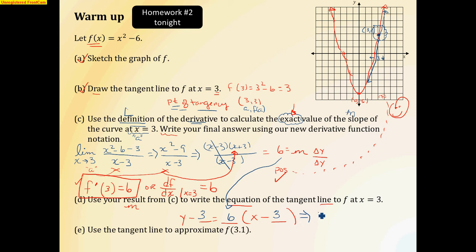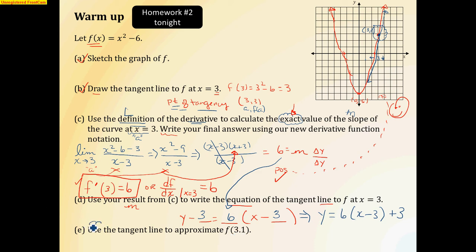Again, these are integers, so if you want to get it in mx plus b, fine. I choose to do this. Okay, there's the equation of a tangent line. Yes, that is 6x minus 18 plus 3, which is 6x minus 15.